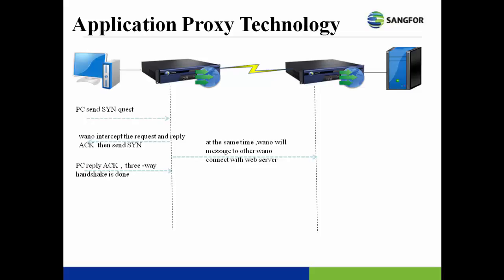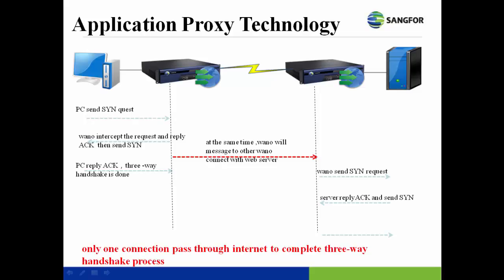Now we move on to the other side, the HQ WANO. The HQ WANO receives the request from the branch WANO and sends the SYN request to the server. The server replies with the acknowledgement message in response to the SYN packet from the HQ WANO. The HQ WANO receives the acknowledgement message and replies back. In this diagram, only one connection passes through the internet to complete the three-way handshake process. It greatly reduces the delay time through the internet.